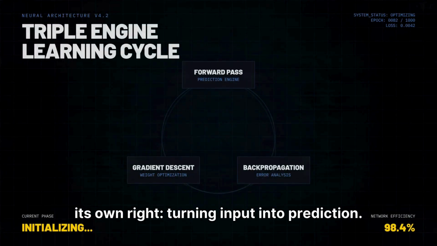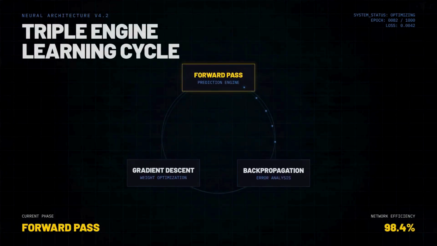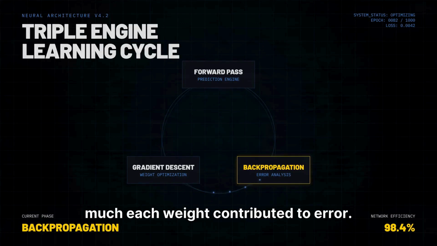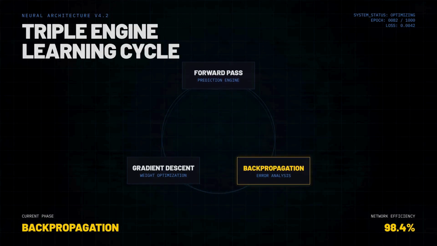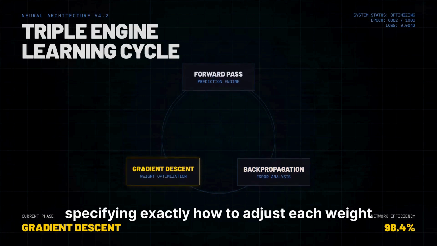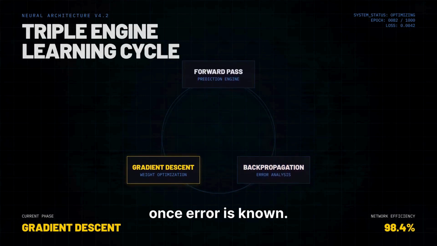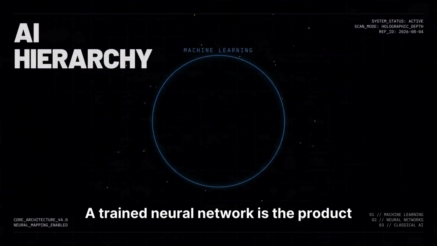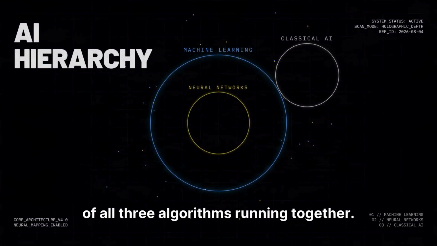The forward pass is an algorithm in its own right, turning input into prediction. Backpropagation is a second algorithm, calculating how much each weight contributed to error. And gradient descent is a third algorithm, specifying exactly how to adjust each weight once error is known. A trained neural network is the product of all three algorithms running together.